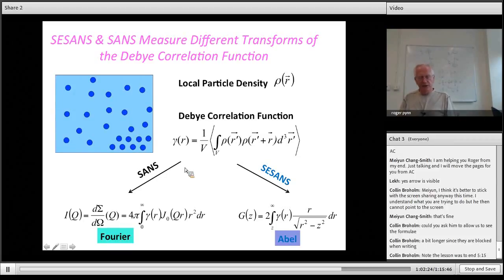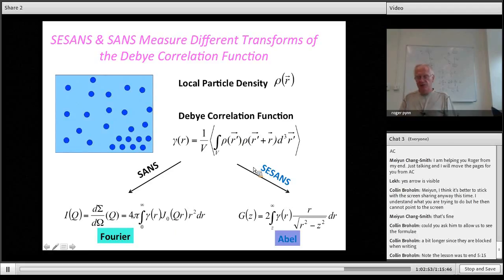If you do regular SANS, what you will do is simply make a Fourier transform of this thing. In fact, it turns out to be a zeroth order Bessel function because of some normalization things that happen. So this is the intensity that you will measure in a SANS experiment. It's just the usual d sigma d omega that you measure as a function of Q, and it's the Fourier transform of this correlation function.